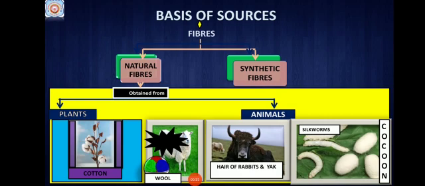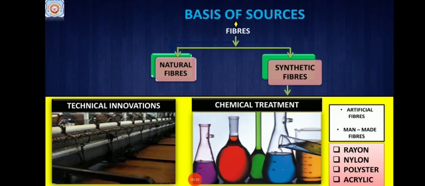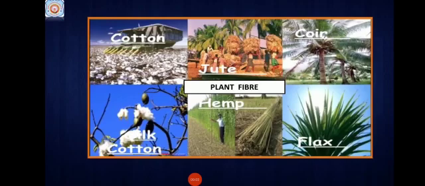Now, man-made fibers. Man-made fibers are also known as synthetic fibers. Nylon, rayon, acrylic, polyester are some examples of man-made fibers. These fibers are manufactured in industries by using some chemicals. Let's discuss the plant fibers one by one.